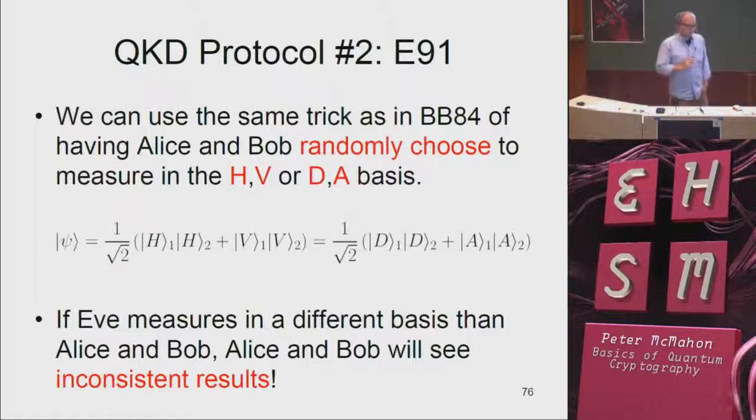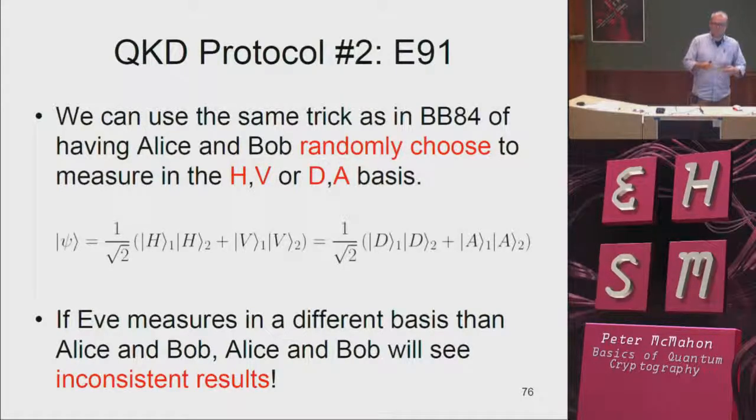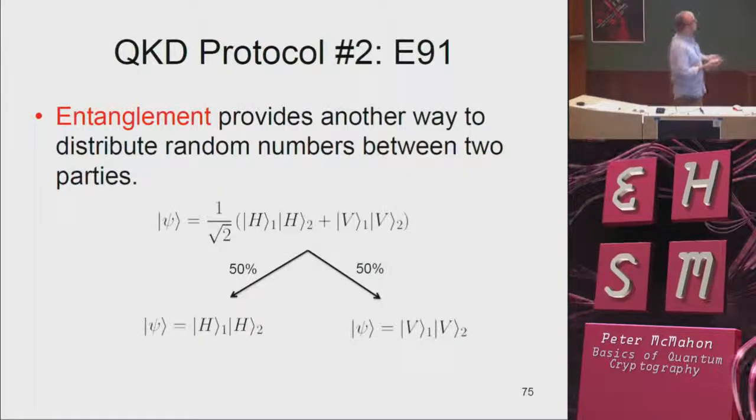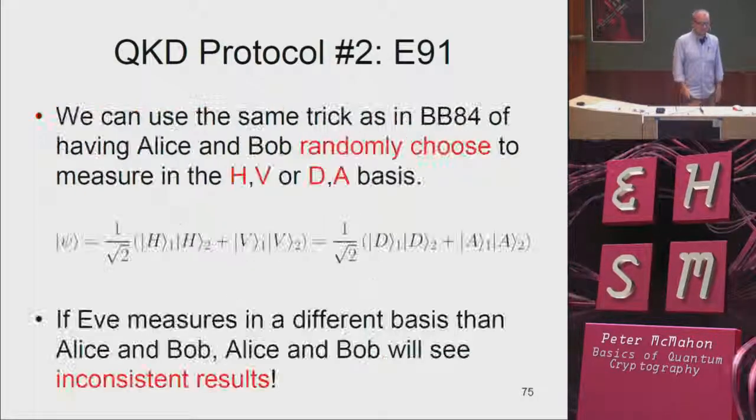So we can try to use the same trick again as BB84, where Alice and Bob randomly choose bases, and they measure either in the H and V basis or the D and A basis, and they will then get correlated answers because, if one of these photons goes to Alice and the other one goes to Bob, you'll see that every time you produce this state and then Alice and Bob measure, they either both get H or they both get V. So now the random number that gets produced is correlated, it's connected between these two locations.